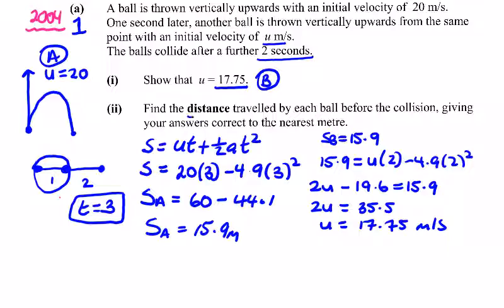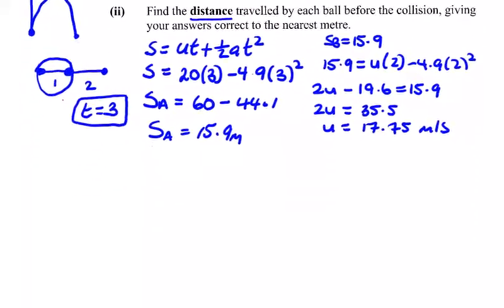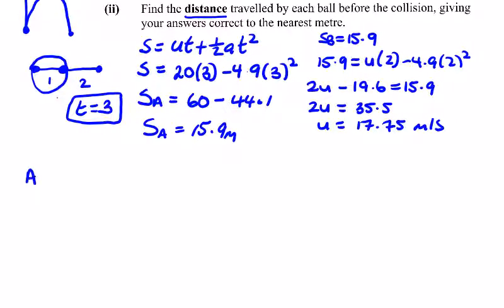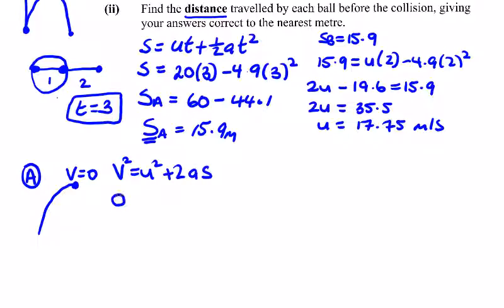And then we're asked to find the distance. We're looking at displacement here, the distance traveled by each ball before the collision. So let's look at a here. We know when it gets to the top here, before it starts going back down, this is when the velocity becomes 0. So if we're dealing with displacement and distance and velocity, we use v squared is equal to u squared plus 2as. So how far up, where velocity will be 0, does a particle go when it's fired at 20 meters per second, and gravity taking effect.